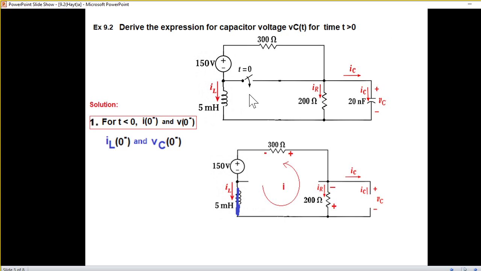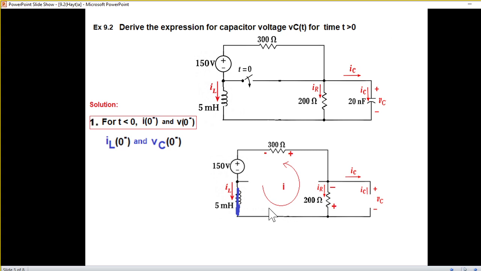Before t equals 0, this circuit is open. It is closing at t equals 0. That means we can remove this whole thing. And since it has been open for a long time, we'll assume that it is in a steady state condition. In steady state, the inductor behaves like a short circuit and the capacitor behaves like an open circuit. And so we'll deal with this circuit.